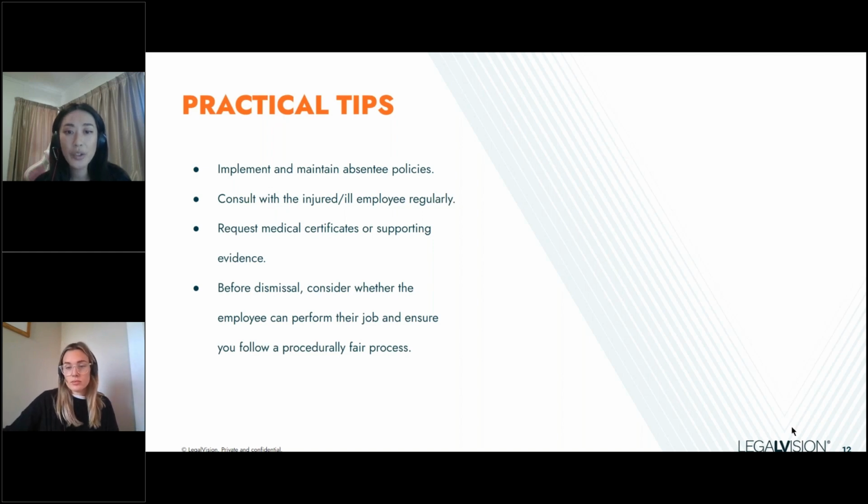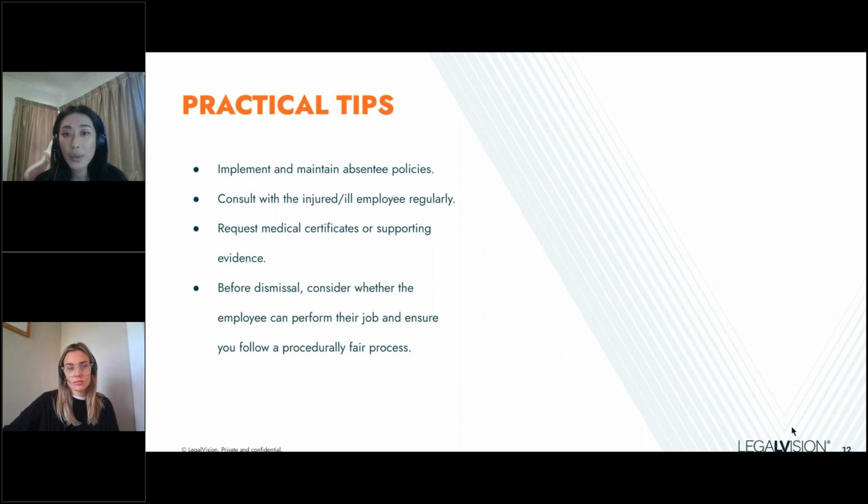First and foremost, we strongly recommend implementing and maintaining absenteeism policies dealing with notification procedures and requirements for the provision of medical certificates. These policies should be enforced consistently across your business with every employee with every absence. Secondly, you should consult with the employee often. You can use this as an opportunity to gain more information about your employee's illness or injury, including details about the current treatment and any relevant timeframe in relation to their recovery or return to work.